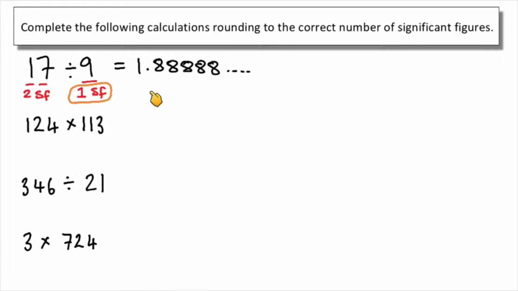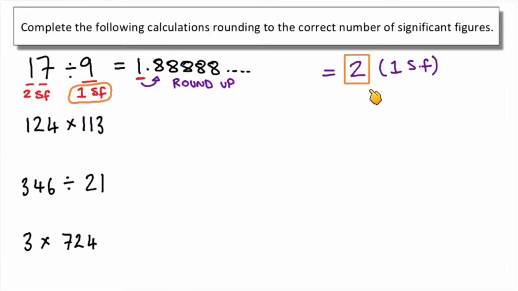So let's look at our answer. We're going to keep the first significant number, and then we're going to look to the right of it in order to round up or round down. So in this case, because it's an 8, we're going to round up. So that gives us 2 to 1 significant figure.